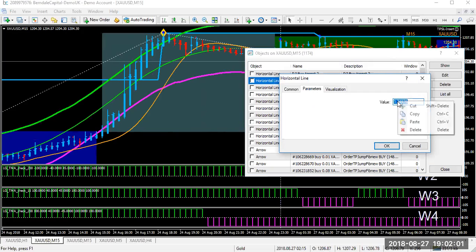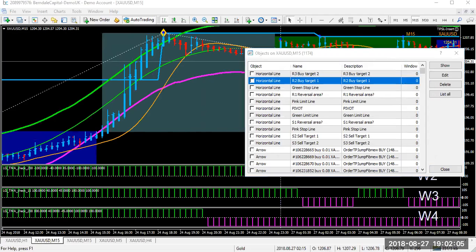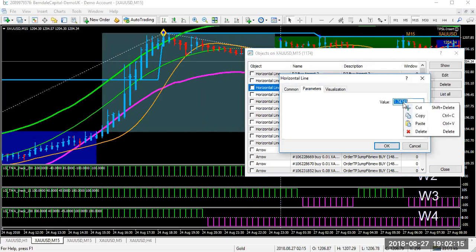Okay, so we just need to match up the names. Then once I've done this, I'll save it and override my existing one.